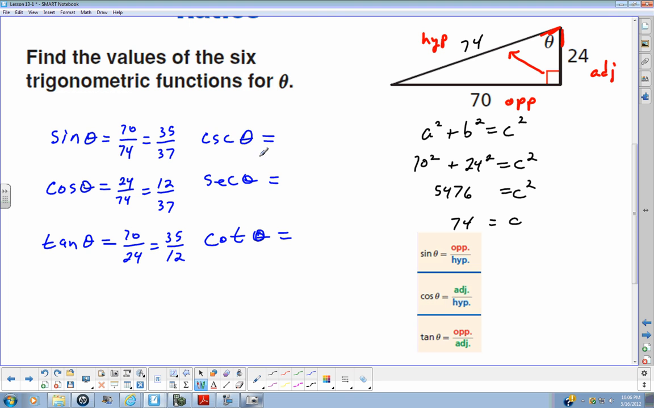Now then, to get the other three, cosecant, once again, is just the reciprocal of sine, so I'm just going to flip that fraction over. Secant, reciprocal of cosine, flip it over. And cotangent, reciprocal of tangent, so we just take the reciprocal of that one. Flip the fraction over. So the other three functions, cosecant, secant, and cotangent, are actually pretty easy because we just need to take the reciprocal of their answers to solve them.